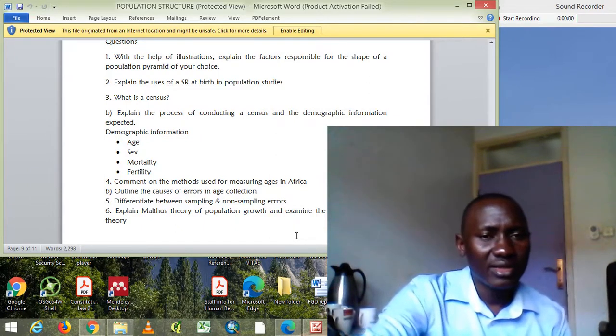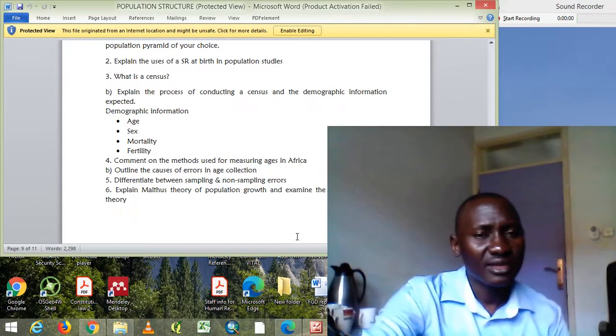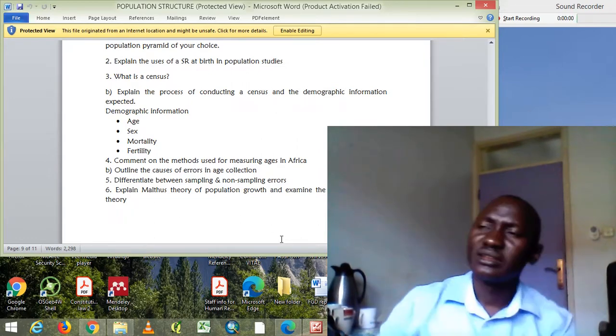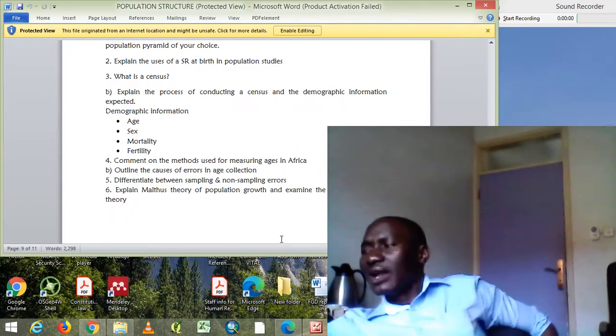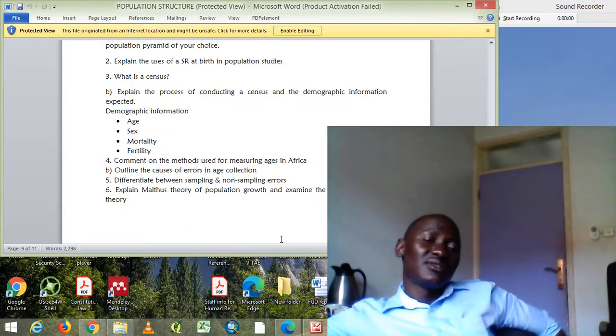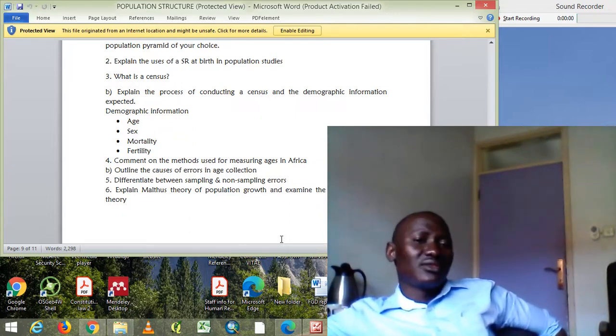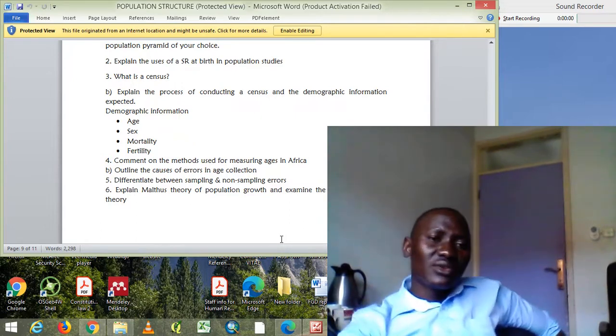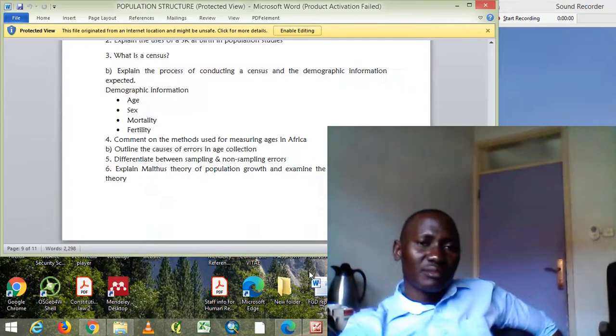Comment on the methods used for measuring ages in Africa. You comment on them, for example. How effective is the historical calendar? How effective is the cohort identification? And outline the causes of errors in age collection.